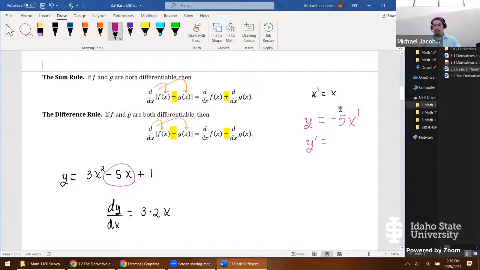Constant multiple rule says negative 5 stays exactly where it's at. It's multiplied by the exponent. That's an exponent of 1. But now the new power of x, no matter what the old power was by the red dot, always goes down by 1. So the new power of x is 0.